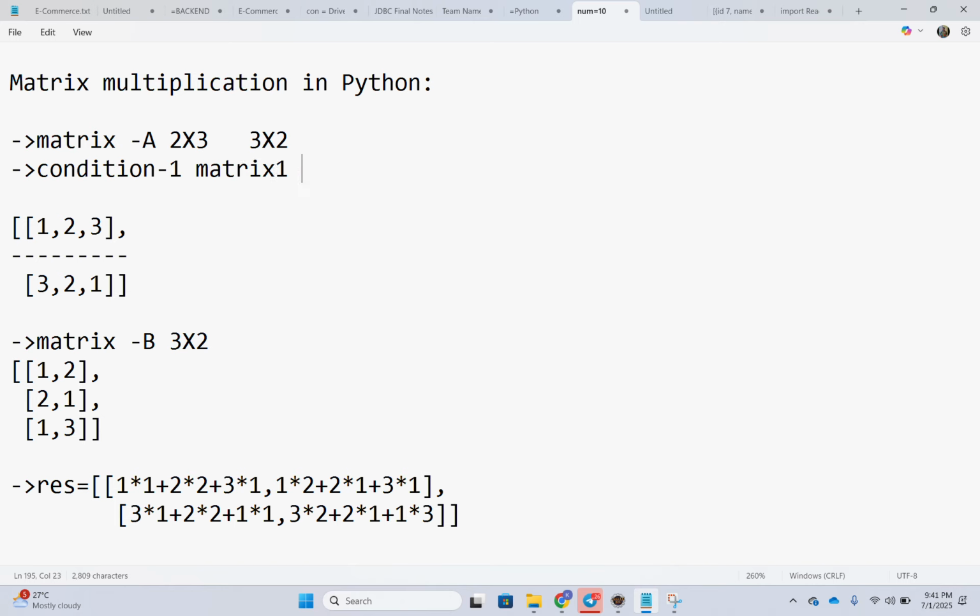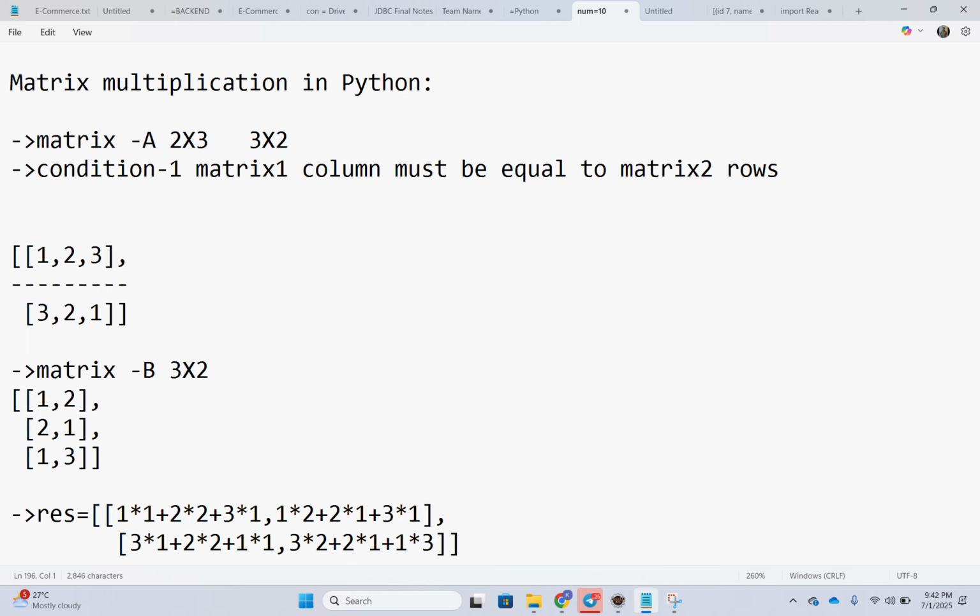Matrix 1 rows. I mean, sorry, matrix 1 columns must be equal to matrix 2 rows. Okay, matrix 2 rows. So in bracket, okay, you got a good idea. So then no need it again.